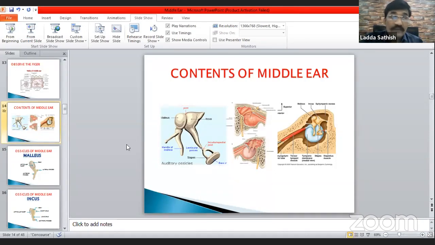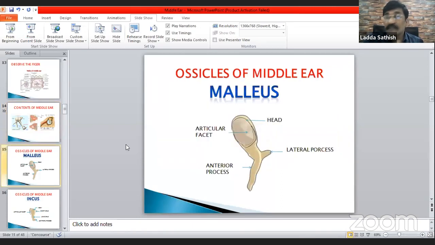Now proceed one by one. I will proceed with the first ossicle, that is the malleus. If you look at the image carefully, you can see that the malleus has a head.